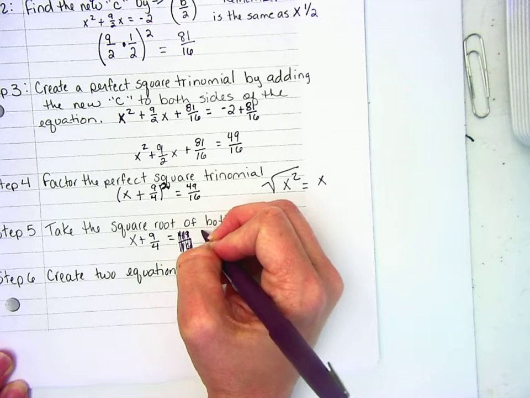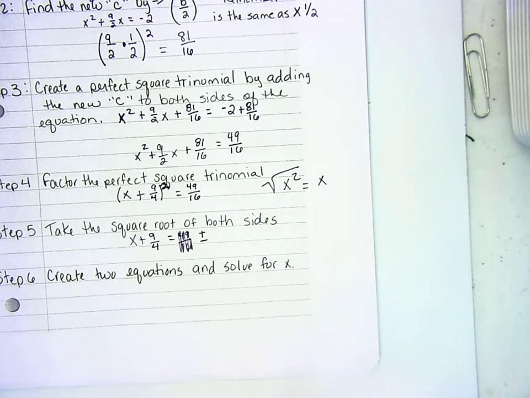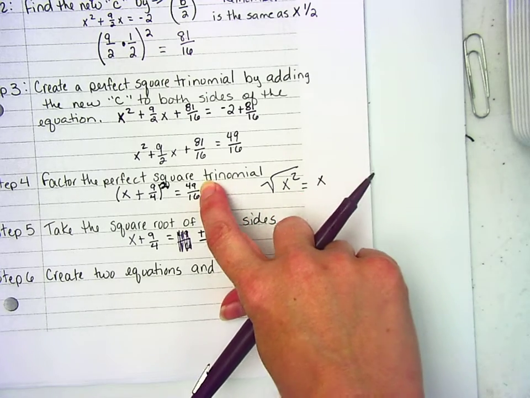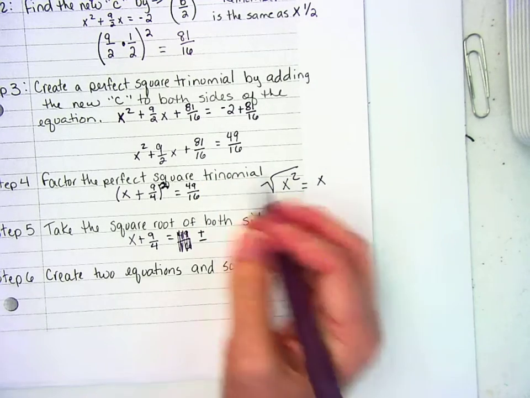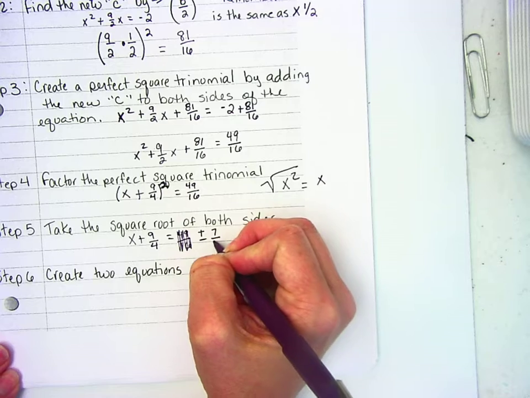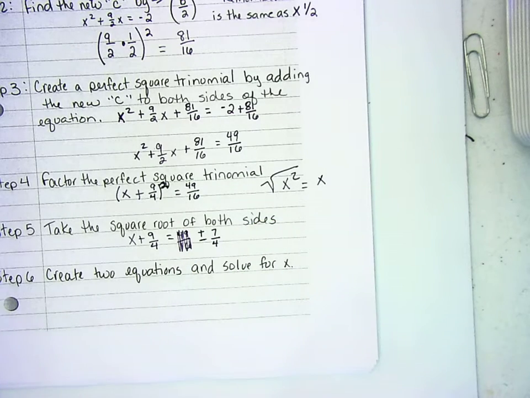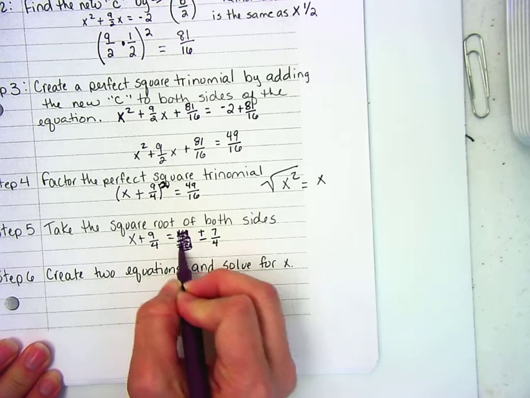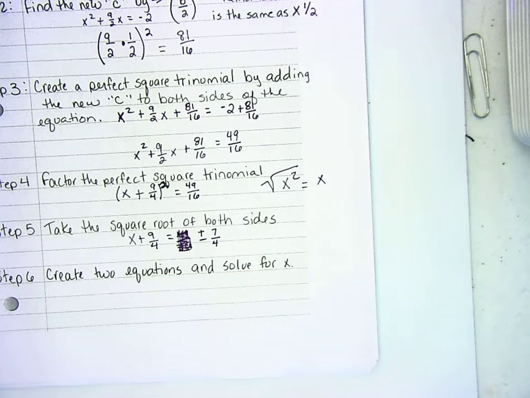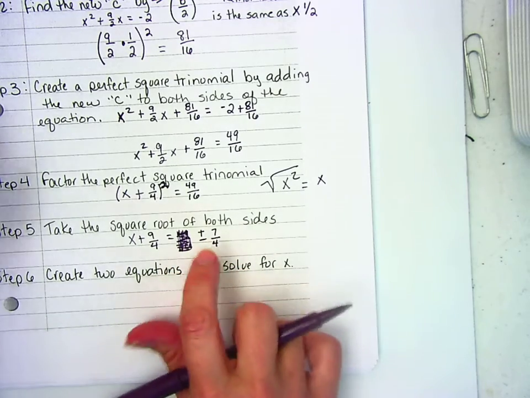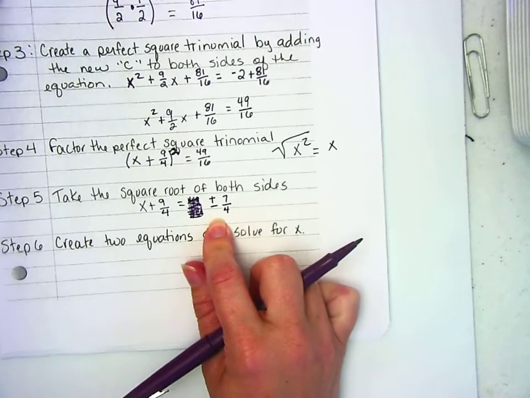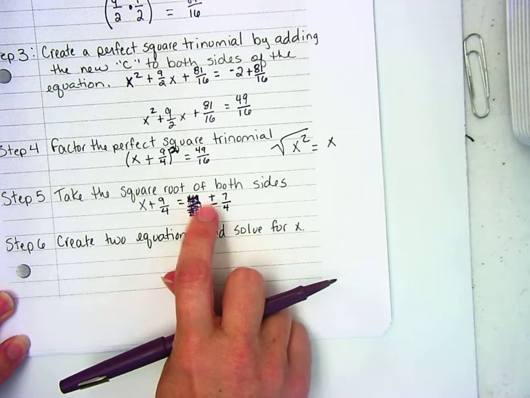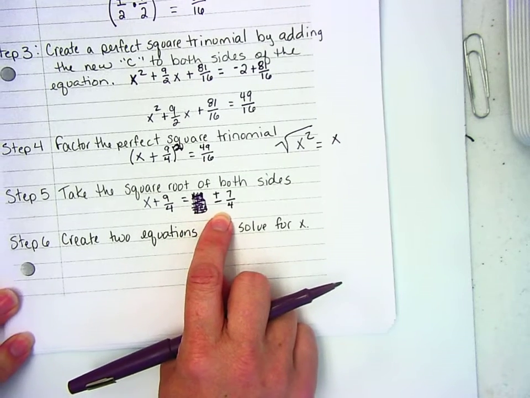I have plus minus, because now we're doing the square root. This is the plus minus. What's the square root of 49? 7. And the square root of 16? 4. Now I have 7 over 4. Okay? This is where you're going to get that parabola. You're going to have it cross two spots on the x-axis using your plus minus. So now I need to create two equations and solve for x. My two equations come from this plus minus situation.